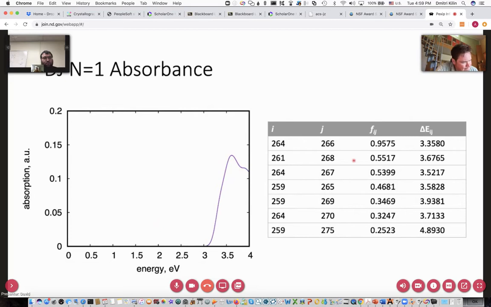Mm-hmm. Off to the side, I've included a table that has some of the transitions, including their oscillator strength and energy difference. So HOMO to LUMO plus 1 is brighter than HOMO to LUMO, right? Yes. HOMO to LUMO, if I remember, I'd have to go back in the file to check, would have been in this range right here. I think it was 5th. Mm-hmm.